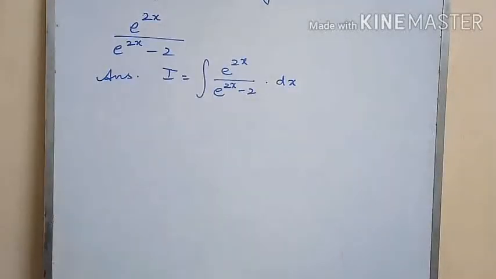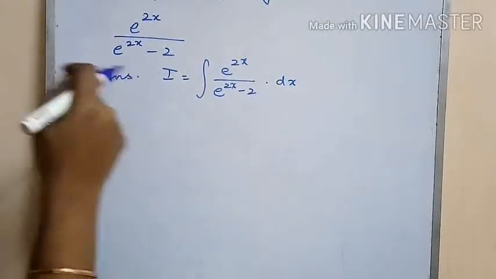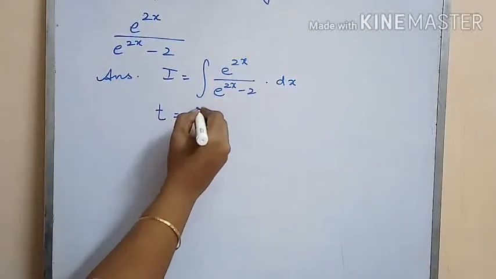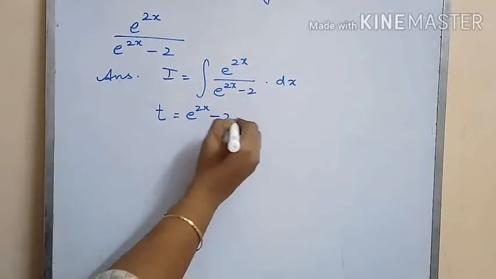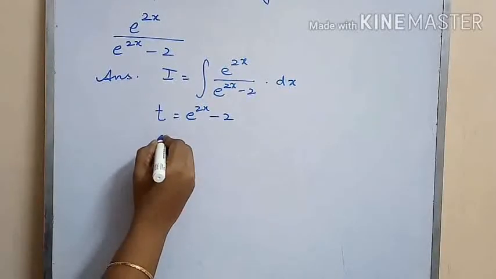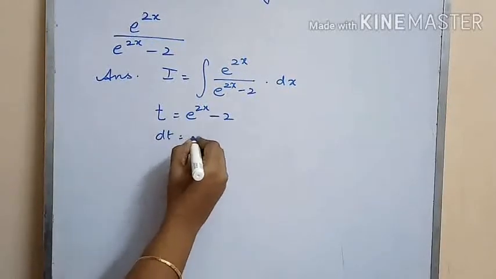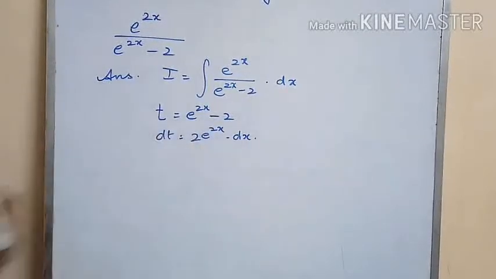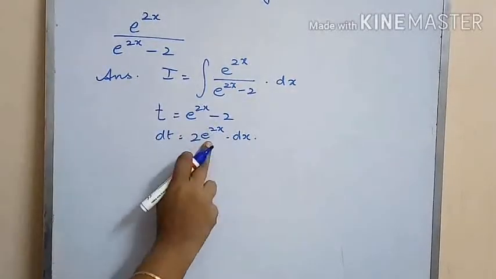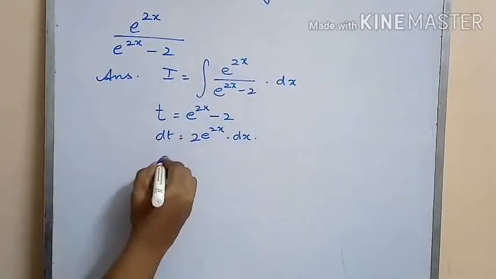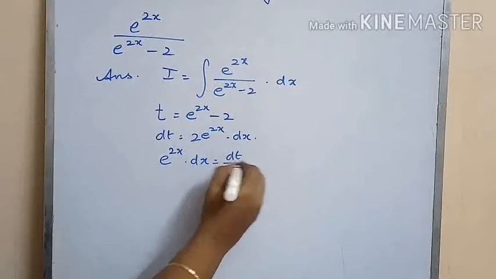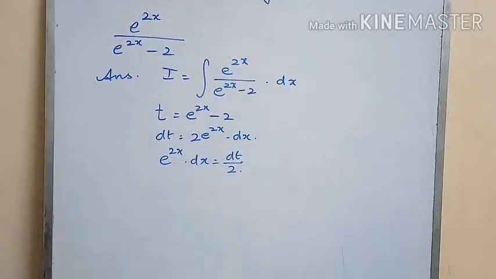The next problem we have for today's session is e^(2x) / (e^(2x) − 2). So here we make the substitution. t is equal to e^(2x) − 2. So dt is equal to 2e^(2x) dx. So we require the value of e^(2x) dx, which is equal to dt by 2.